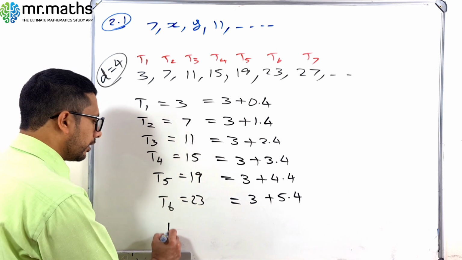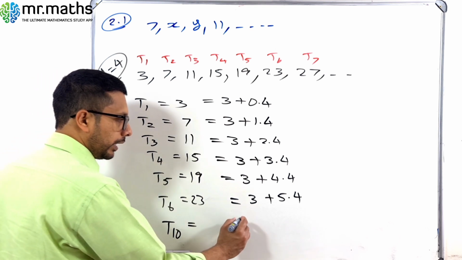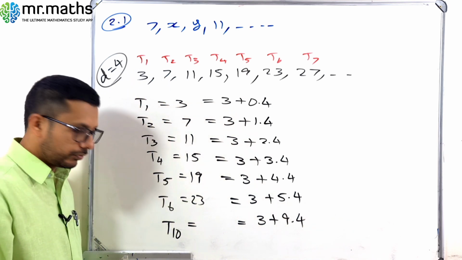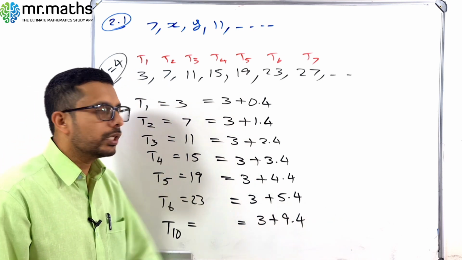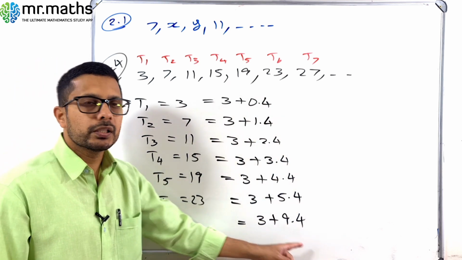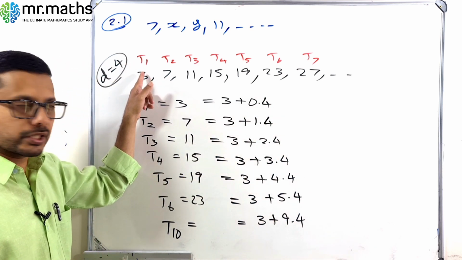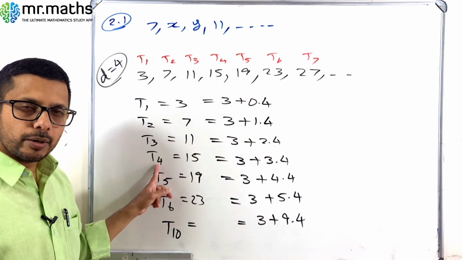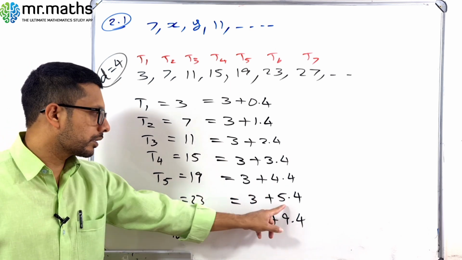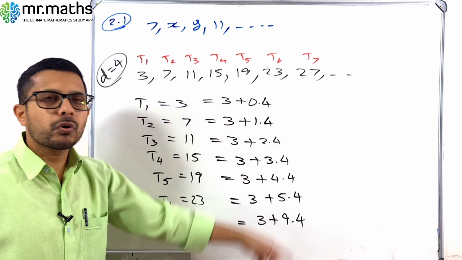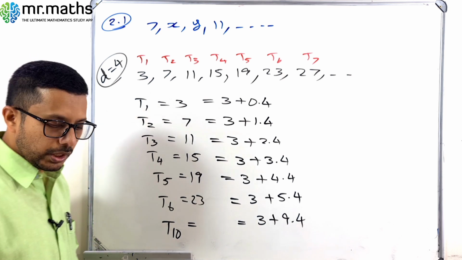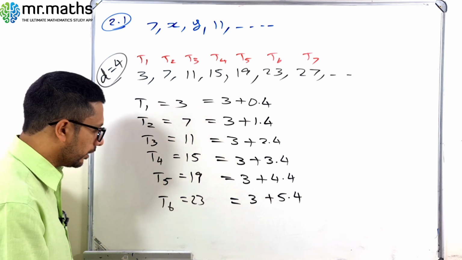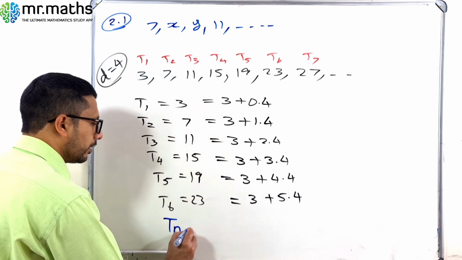So if it is T10, how can I write it? 3 plus 9 times 4. 1 less than this 10, that is 9 times 4. Then what is this 4, 4, 4, 4, 4? That is our common difference. You understand? So this 3 stands for the first term. This one stands for 1 less than the term number. And this 4 stands for the common difference. So generally, if it is Tn, let me erase the last one. If it is Tn, how can we write Tn?